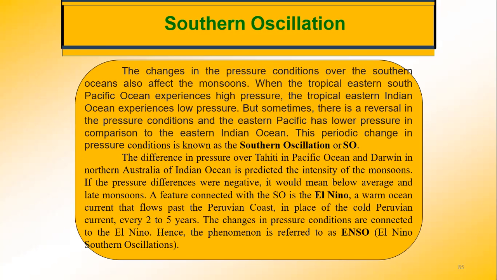So if the SOI is positive, that means we are going to get a good monsoon, a good rainy season. But if we get a negative SOI, it means we are going to get a poor monsoon.